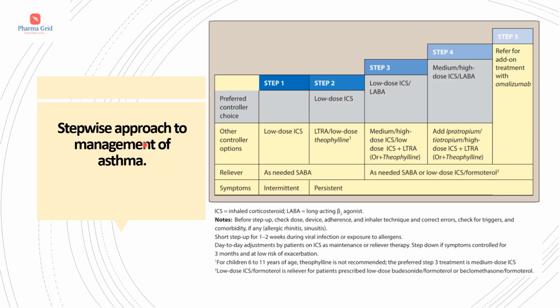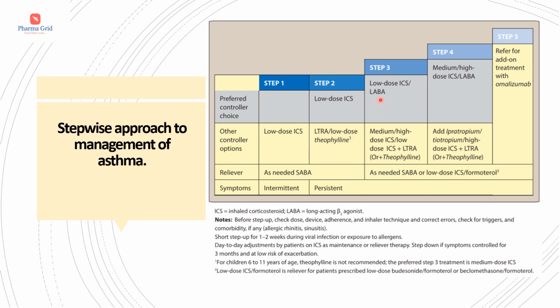And here you can see the stepwise approach to the management of asthma. So step 1, in step 1 there is no need of any controller choice. So let's start with low dose inhaled corticosteroids. Okay, and as needed you can use short acting beta-2 agonist as a reliever option. Then step 2 means preferred controller choice is low dose inhaled corticosteroids. Other controller options include leukotriene receptor antagonist or low dose theophylline.